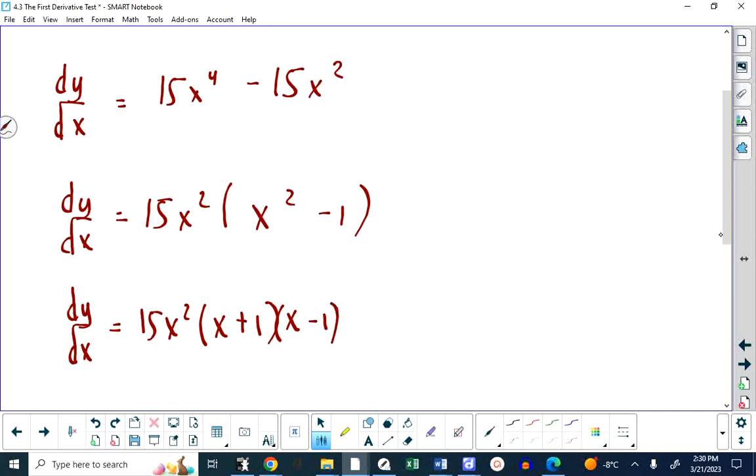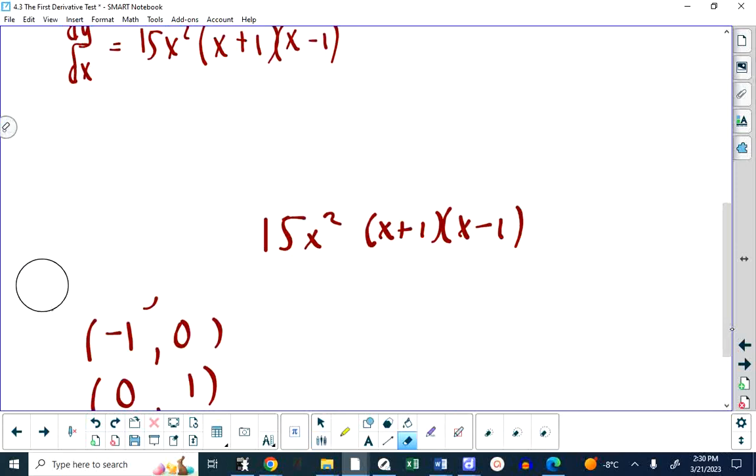And again, you don't need to write equals 0 and do a bunch of algebra. You should be able to look at that and tell me that the critical values of x are going to be -1, 0, and 1. Plus or minus 1 for the two binomial factors, or plus or minus 1 for the x squared minus 1, if you like, and 0 for the factor of 15x squared.